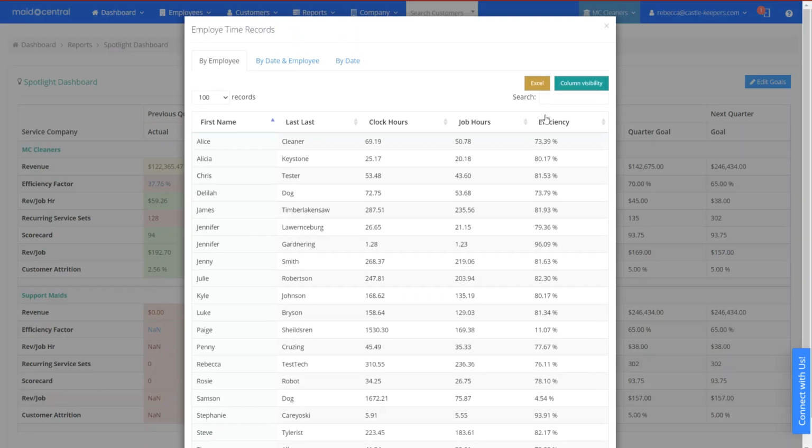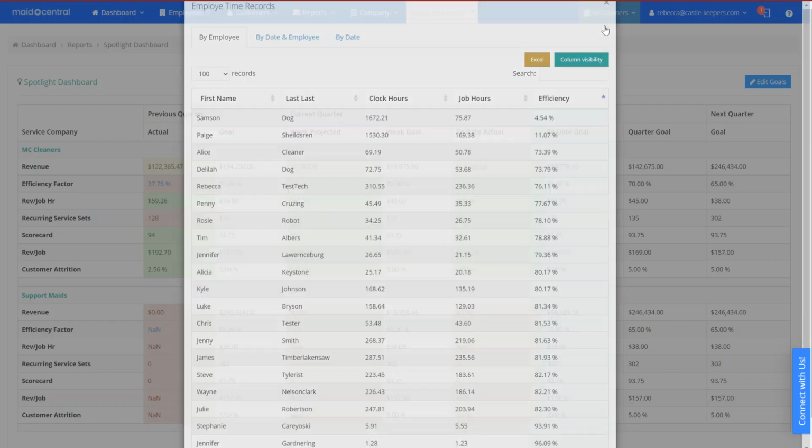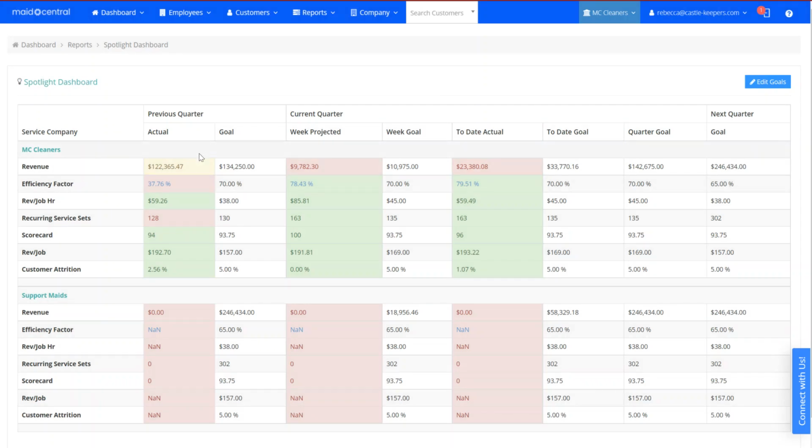And just by going in here and sorting by efficiency, I can quickly see that I have a couple of past employees that have astronomical clock hours compared to their job hours, which is really throwing my actual efficiency off, which are things that I would want to correct to make sure that that data is in the system correctly. But that's where you can find that information.